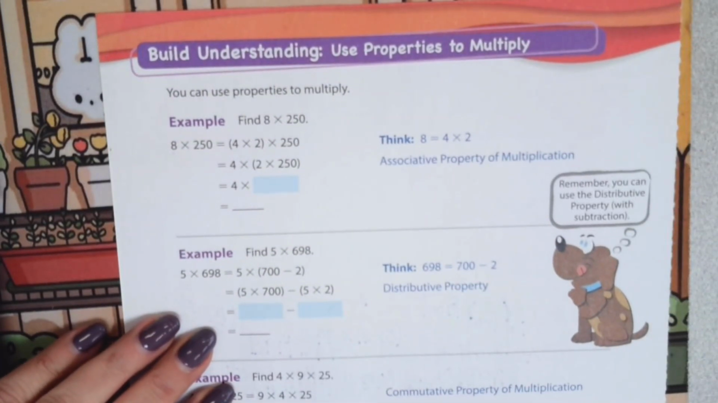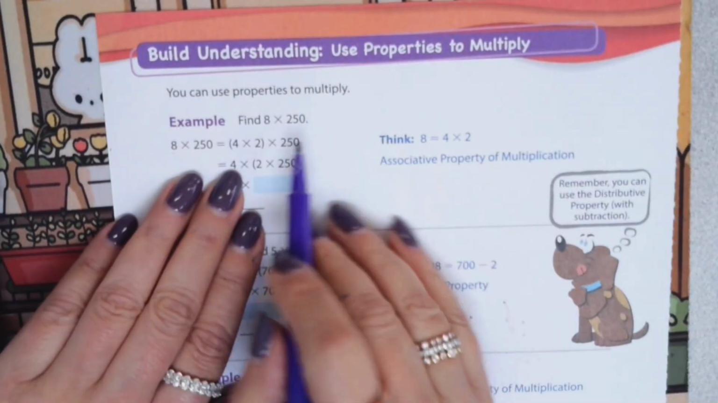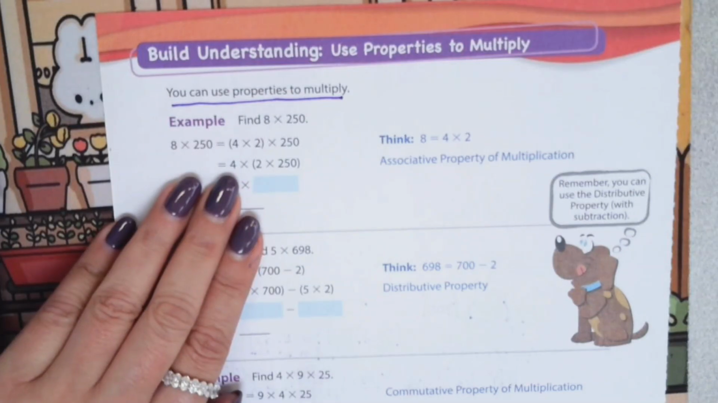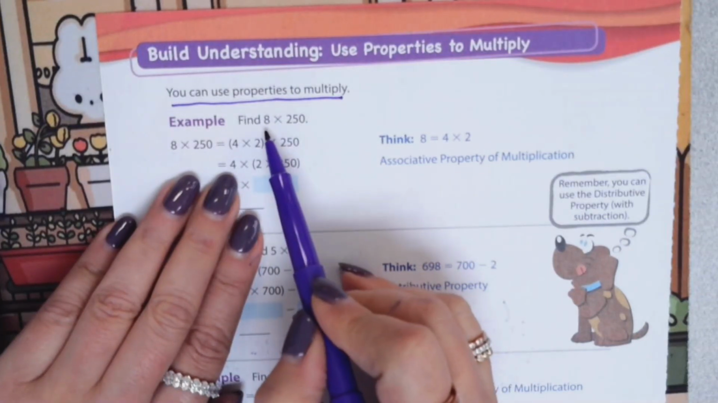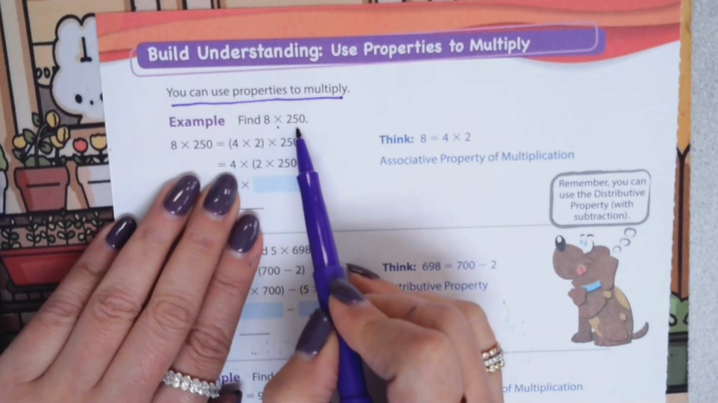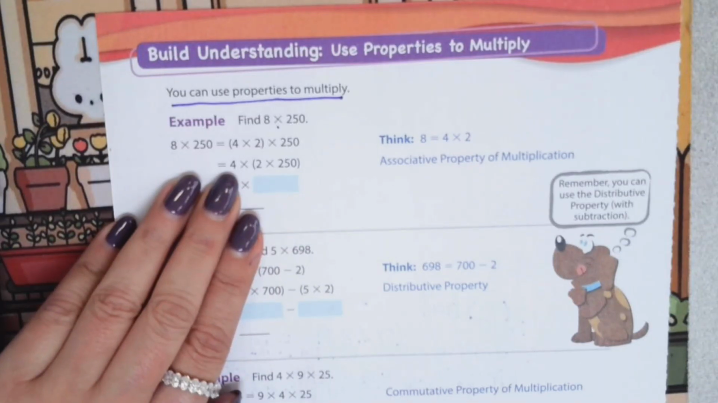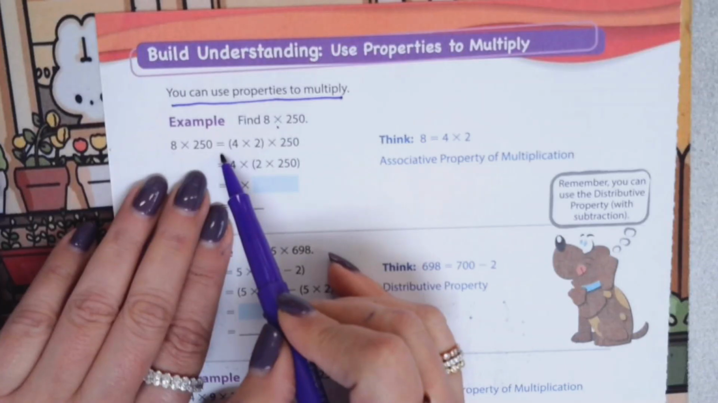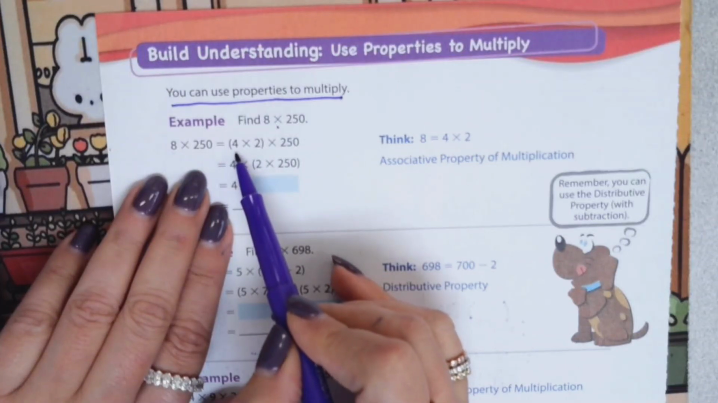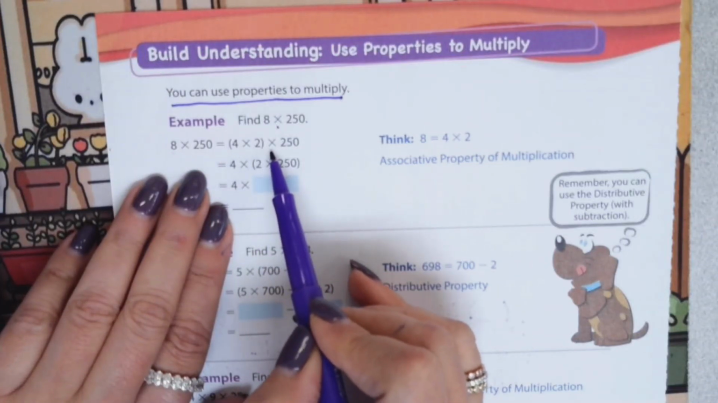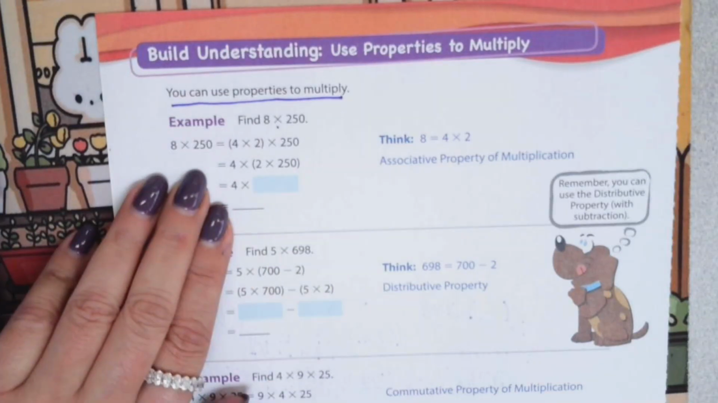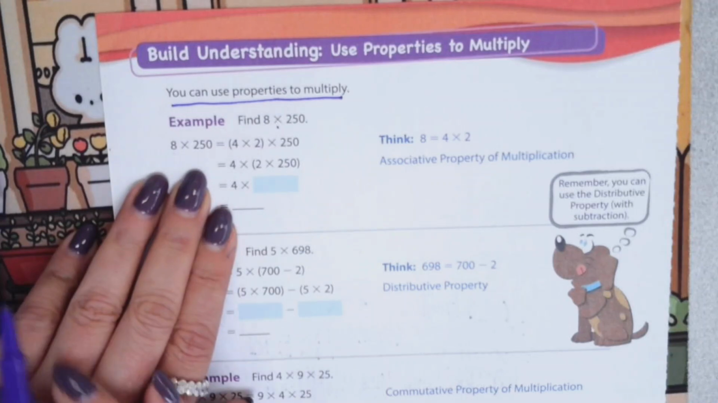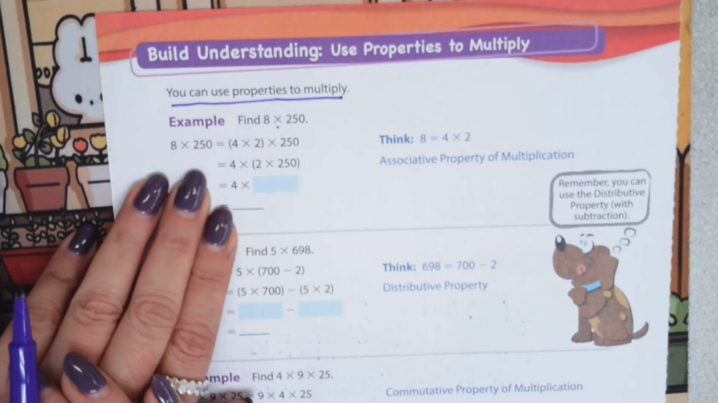Okay, in this case, it says you can use properties of multiplication to multiply. Here we have 8 times 250. Okay, so 8 times 250 is equal to 4 times 2 times 250. Why is that? Because 4 times 2 is equal to 8.